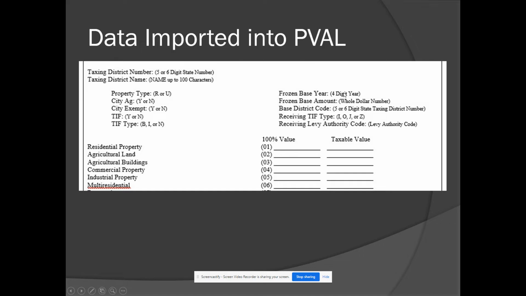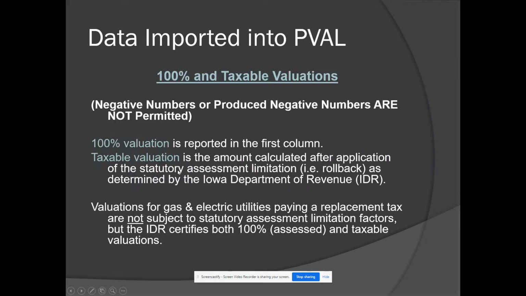Frozen base year, which is a 4-digit year, frozen base amount, which is a whole dollar number, base district code, which should be a 5 or 6 digit state taxing district number, receiving TIF type, which is what type of TIF are we dealing with here? Is it a city TIF? Is it a county TIF, etc.? Receiving levy authority code, which is the levy authority code of the TIF authority that will be receiving the TIF revenue. And then you'll upload the 100% and the taxable value for each and every class of property, along with the number of homesteads.